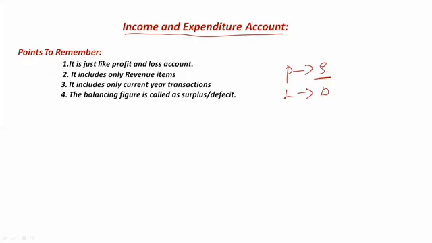First, it is just like a P&L account or profit and loss account. As I already told you, it's very similar to profit and loss account, but the only thing is we prepare that for a business organization which has a profit motive. Instead of that, here we will be preparing income and expenditure account. Then it includes only revenue items. Now this point is very important. The items which are revenue in nature, only those should be recorded.